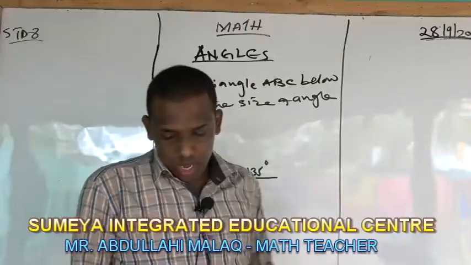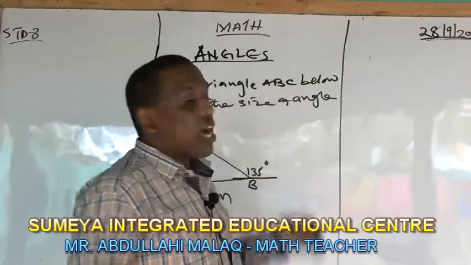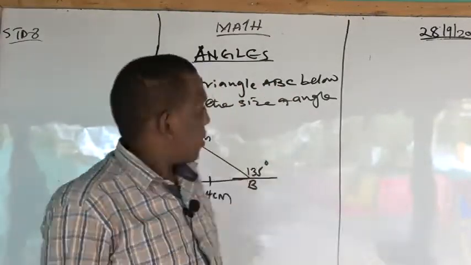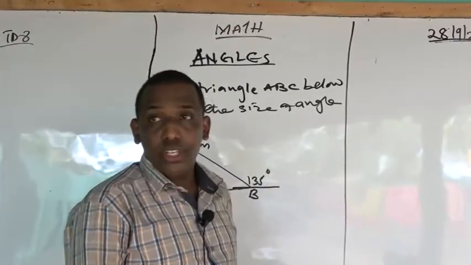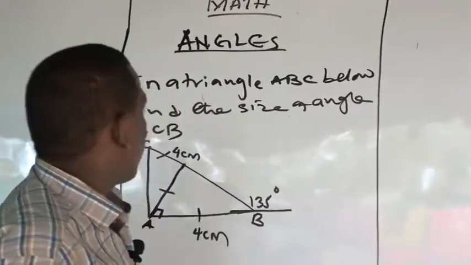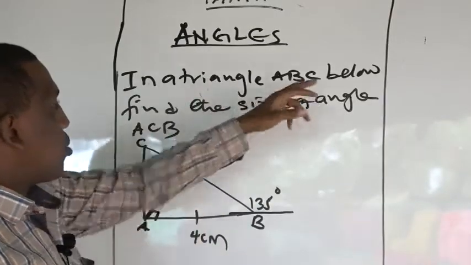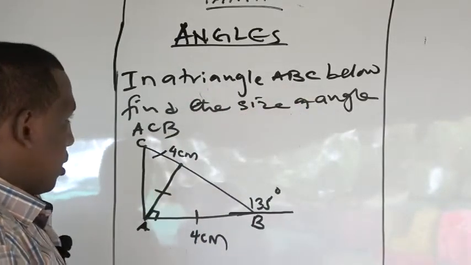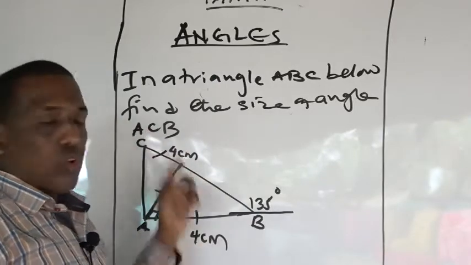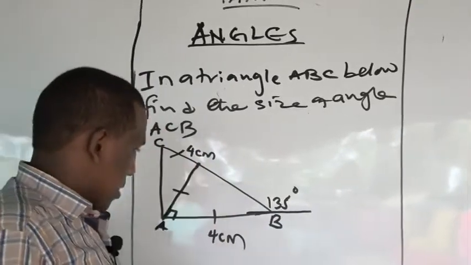Today, we shall be dealing with angles, and it's very common in an examination. Here, there's a question. You are told, in a triangle ABC below, find the size of angle ACB.